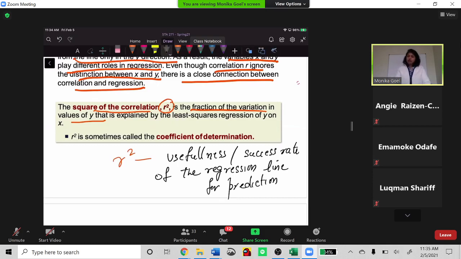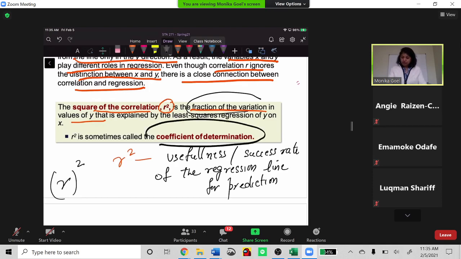So r is your correlation, and when we do the square of r, we call it the coefficient, the square of the correlation, the fraction of the variation. And r we call the correlation coefficient. This we call the coefficient of determination. So don't get confused with the words. When we are talking about r, we are talking about correlation. When we are talking about r square, we are looking at how good a fit a line is.